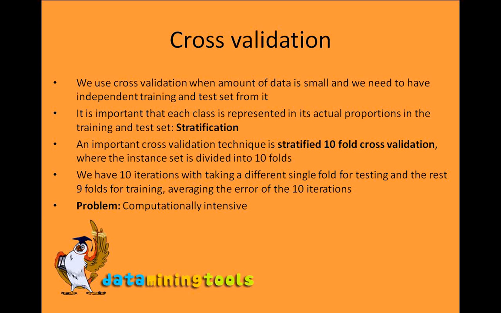Now it is important that each class is represented in its actual proportion in the training and the test set, and this property is called stratification. One of the most important cross-validation techniques that we use is stratified tenfold cross-validation. What we do in stratified tenfold cross-validation is divide our data into 10 folds, 10 equal parts, and we take one fold, turn by turn, use it as our test set, and the rest of the 9 parts are used for training. In the end we have 10 results, and we average those 10 iterations.